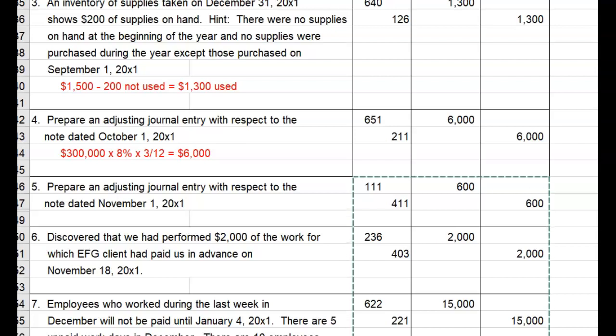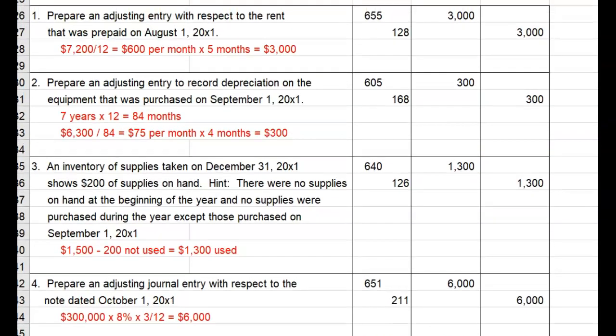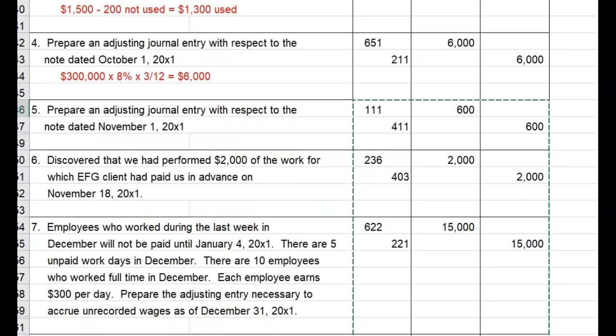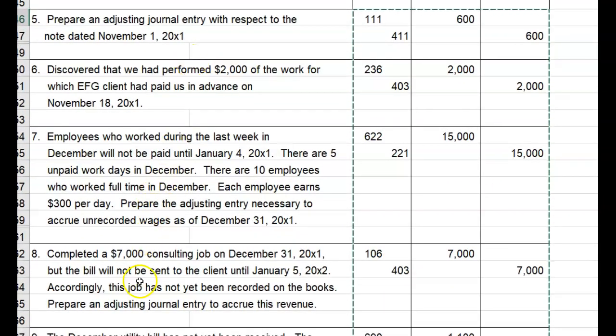In the previous study guide video, we wrote adjusting journal entries as of December 31st, 20X1 in our study guide exercises. In this video, we'll go over the calculations for adjusting journal entries numbers 5 through 9. We went over adjusting entries 1 through 4 in the last video pretty thoroughly, and we discussed the calculations and the debits and credits. But we didn't have time in the last video to go into adjusting journal entries 5 through 9 in any detail whatsoever. So we'll do that in this video.